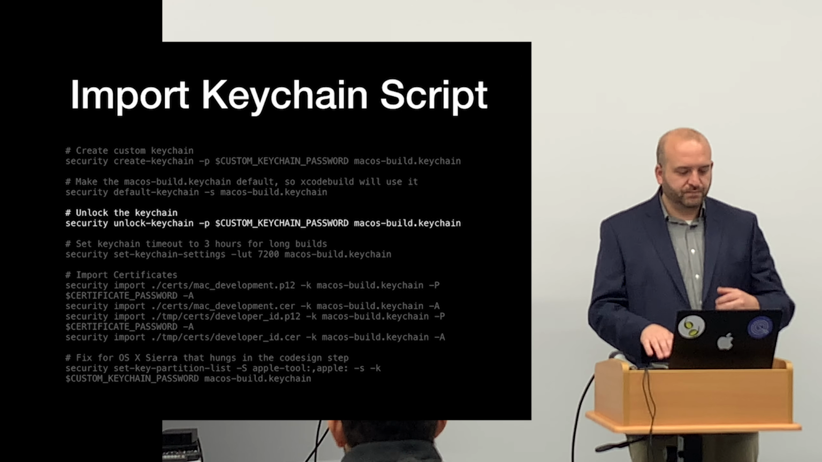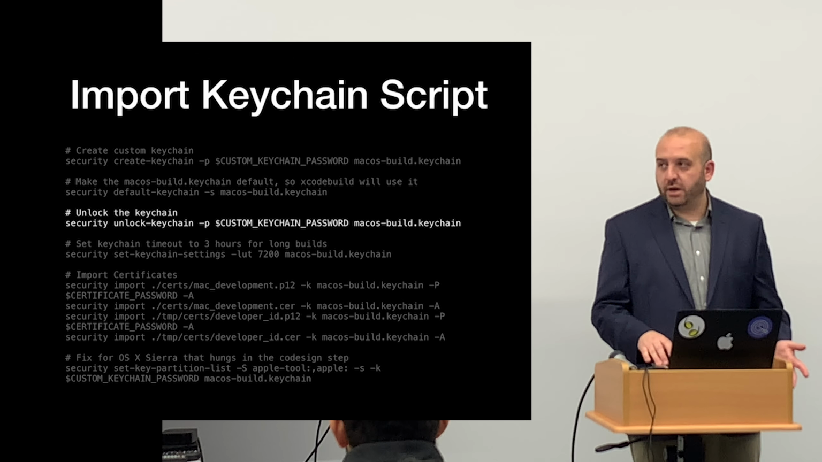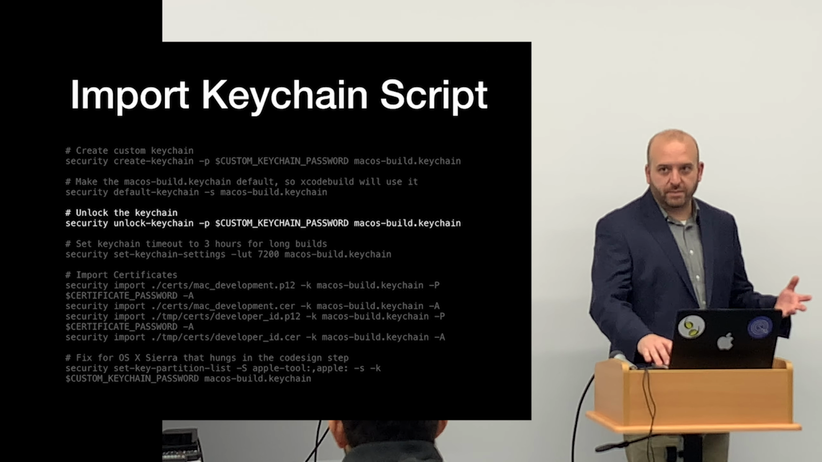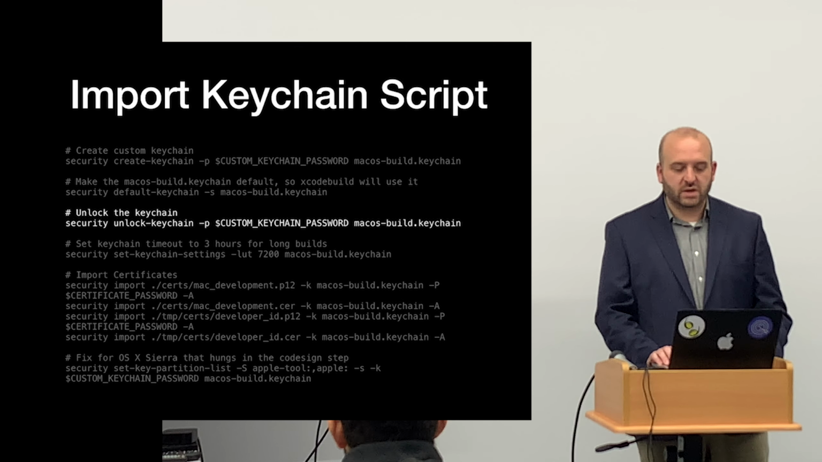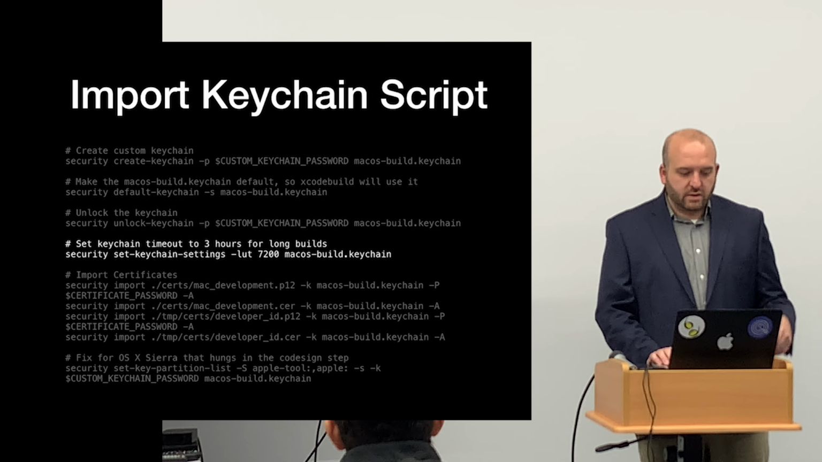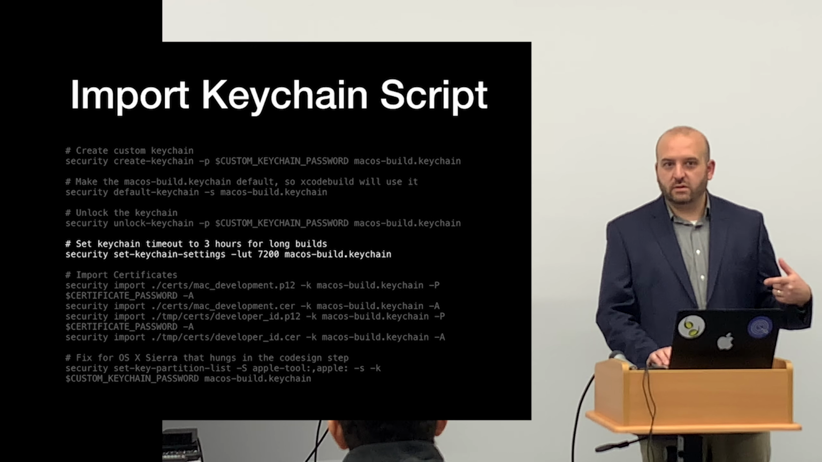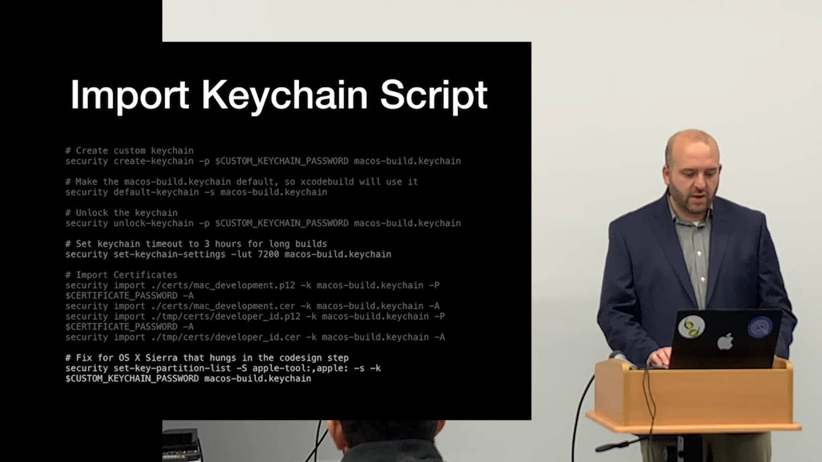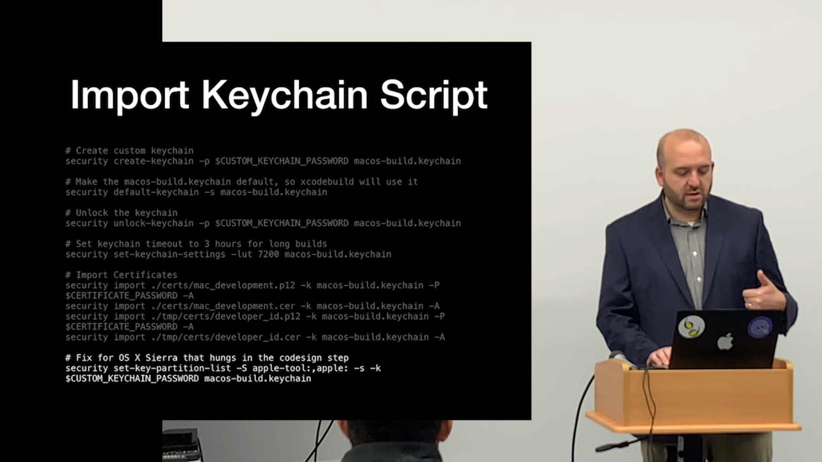build process. From there, I unlock the keychain using the password that's saved in the CI environment, which I don't know what it is because it's hidden once you've set it up. And then set a timeout to make sure that keychain isn't useful after 3 hours, just to make sure everything's secure. And then import the Mac development and the developer ID certificates and keys that I need to archive and package my app. And then there's one script that's a fix for anything after Sierra, where it sometimes can halt.